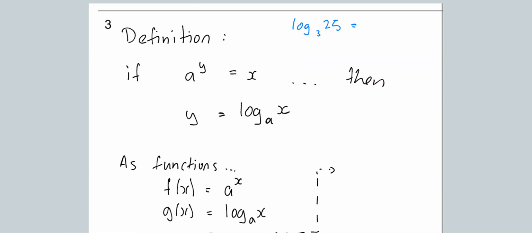So if I've got it in log base 3, can I convert it to log base 10? The answer is yes. There's a little theorem called the change of base theorem. What the change of base theorem allows you to do is change the base. So it's quite well named, isn't it, really?